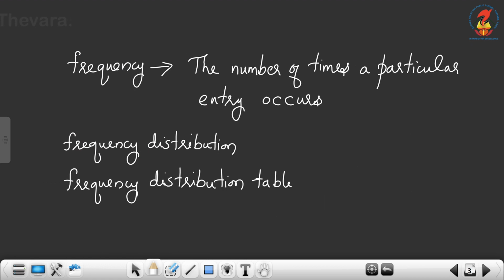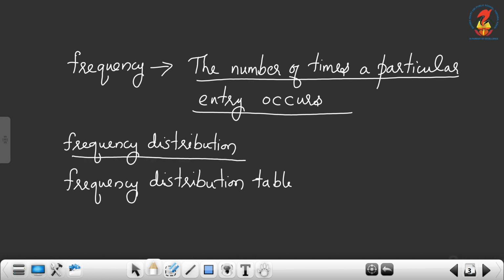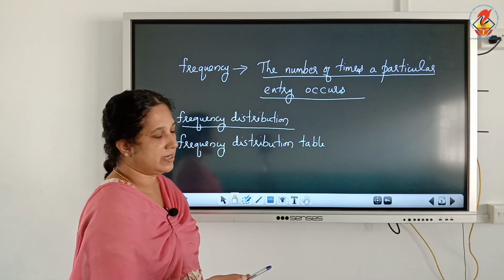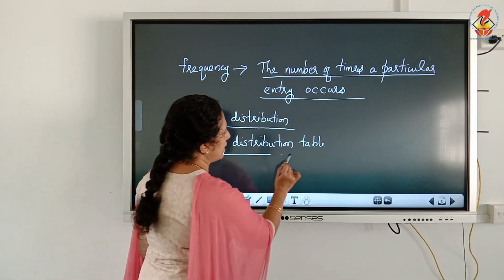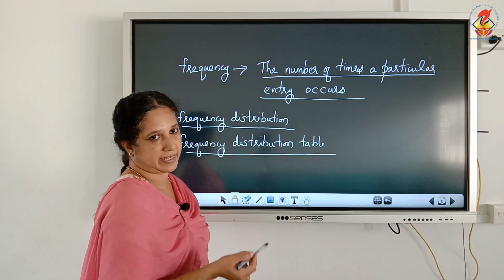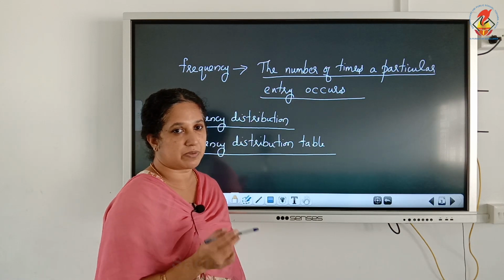Therefore, frequency means the number of times a particular entry occurs. And the given distribution, we can call it a frequency distribution. And the table made is known as a frequency distribution table.